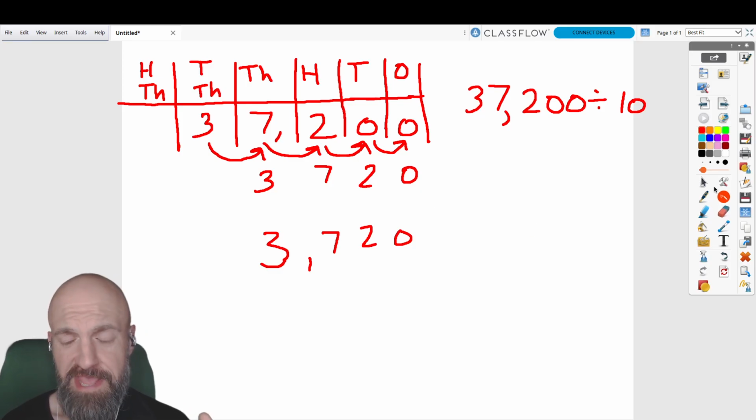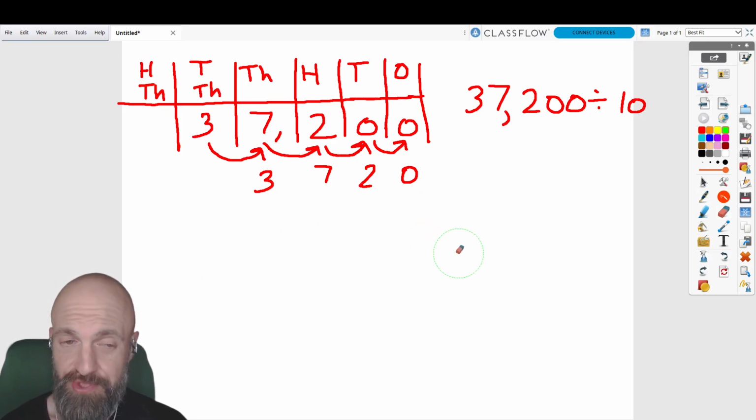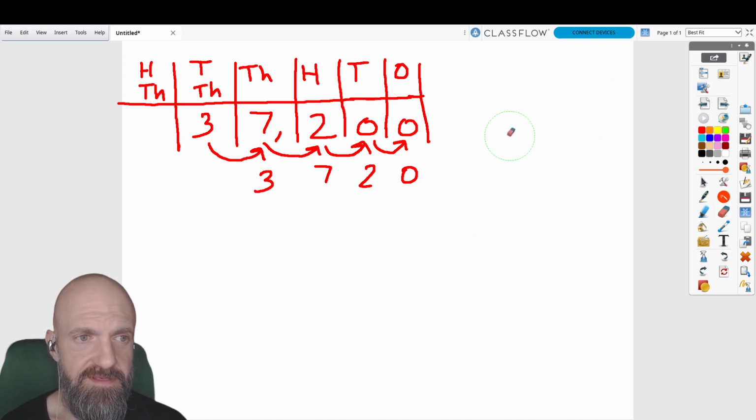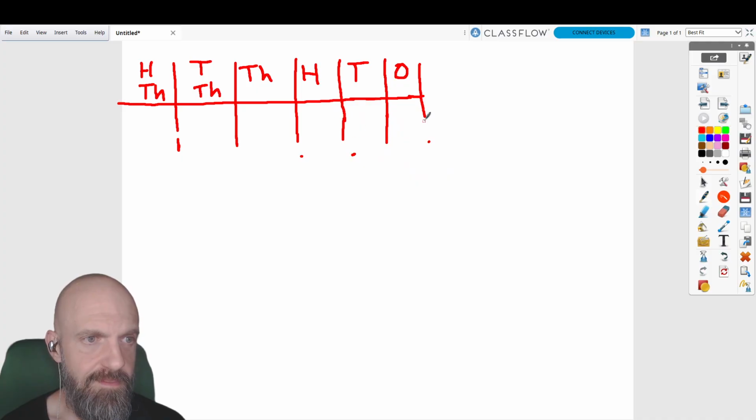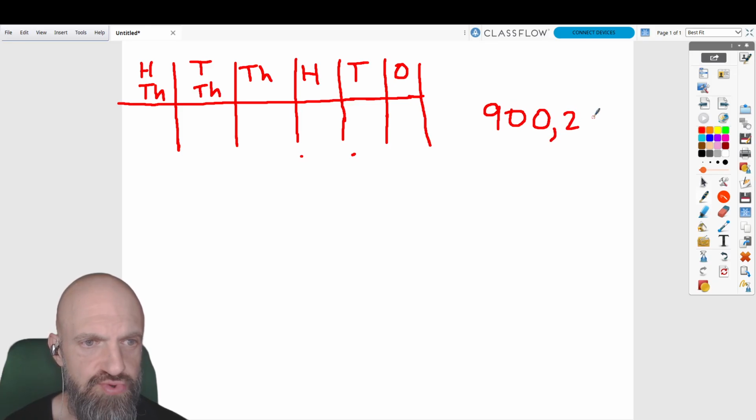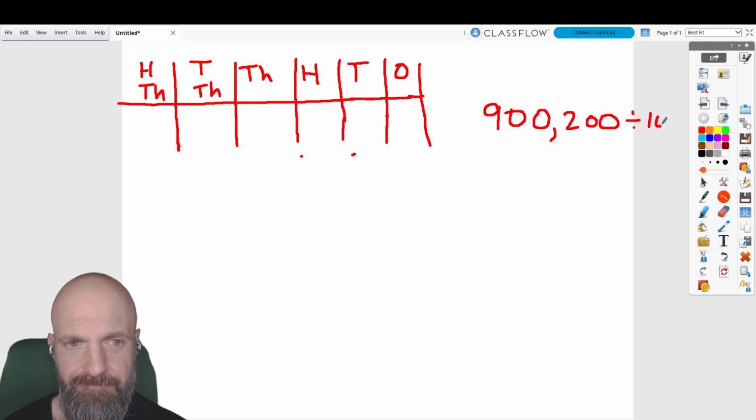Now, just like we did this without the chart, we can do this one without the chart too. Let me show you an example. So let's say we had 900,200, and we're going to divide by 100 this time.